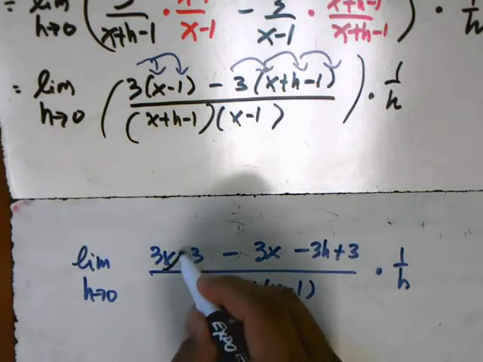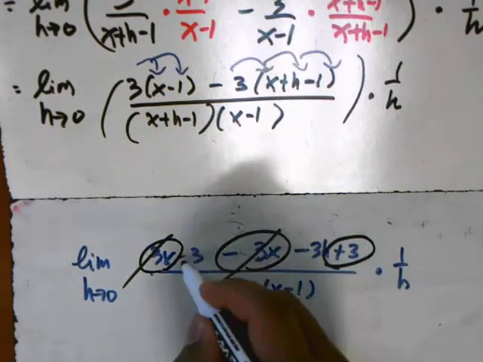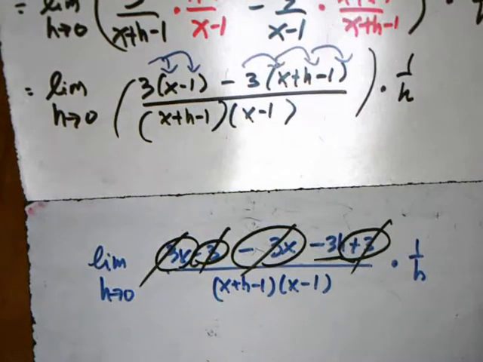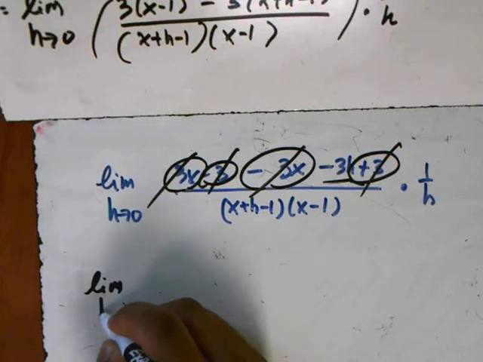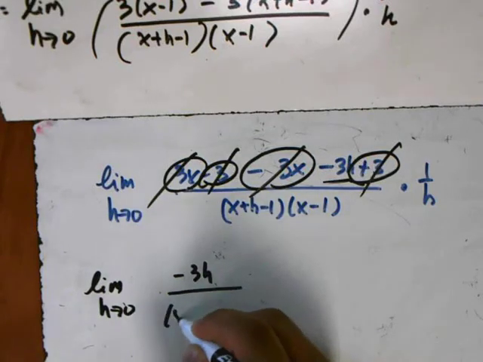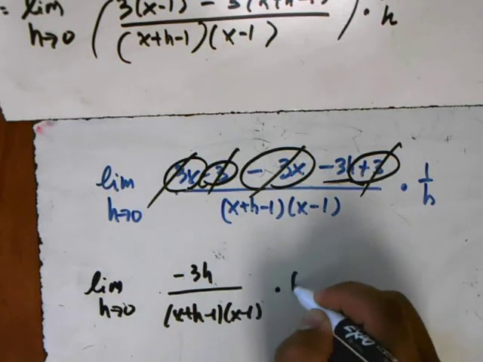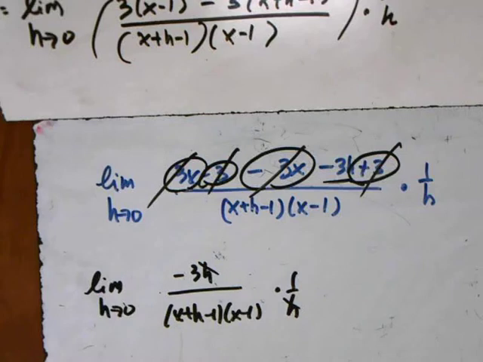So we can see that there's a positive 3x and a negative 3x, so those are going to cancel. You see that there's a positive 3 and a negative 3, so those are going to cancel. And all that's left here is negative 3h. So this is the limit as h approaches 0 of negative 3h, all of it over x plus h minus 1, x minus 1 times 1 over h. And the h on the numerator and the denominator is going to cancel.